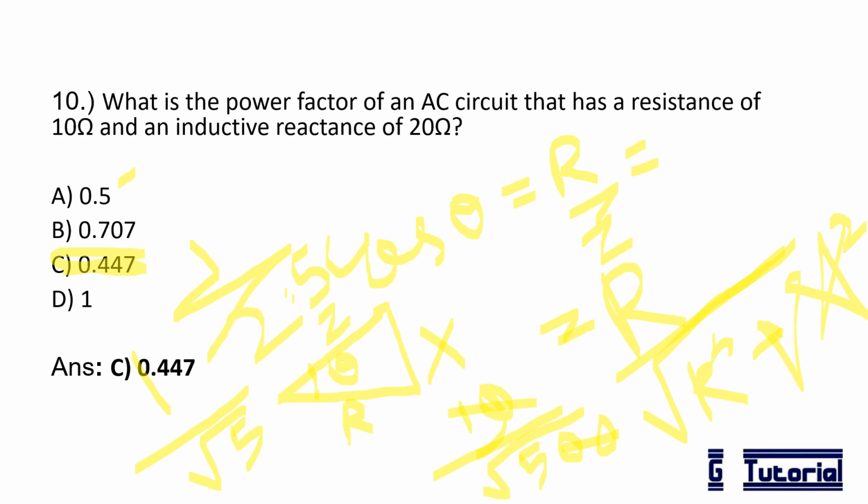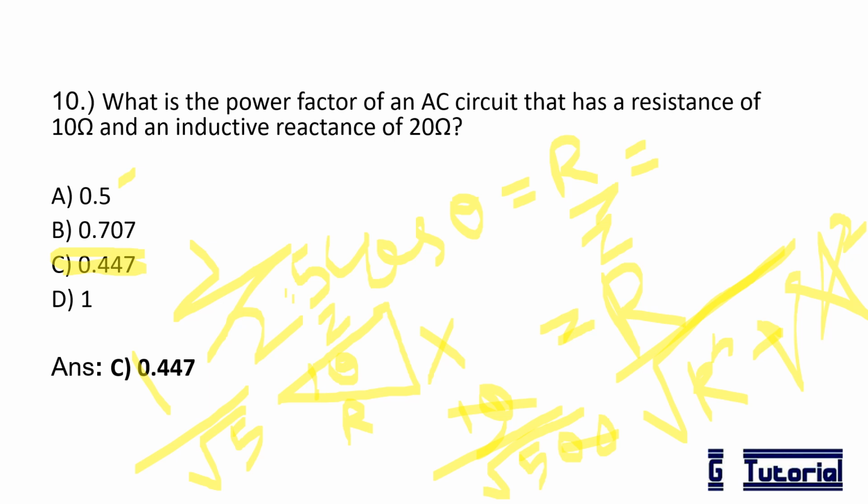R is 10 and X is 20. So 10 by root of 10 square plus 20 square. 10 square is 100 plus 20 square is 400. So 400 plus 100 is 500. 10 by root of 500. We can split 500 as 5 into 100. Root of 100 is 10. So this 10 and this 10 get cancelled. So our answer will be 1 by root 5.